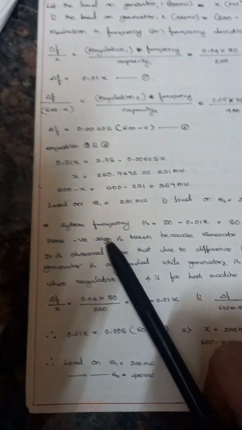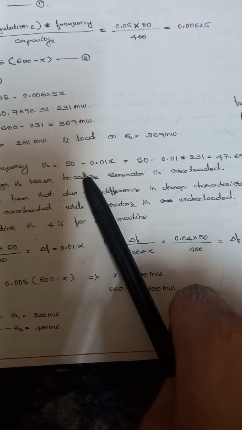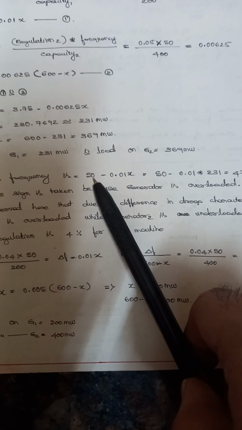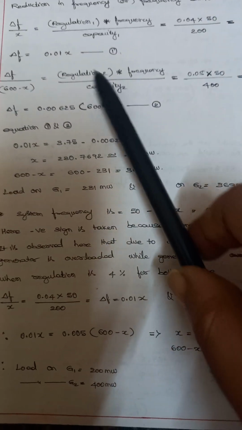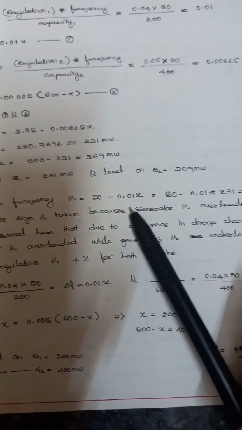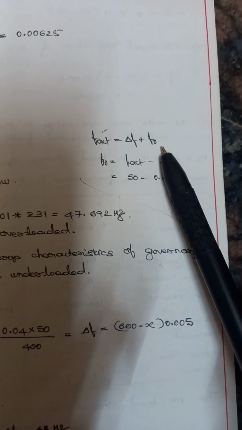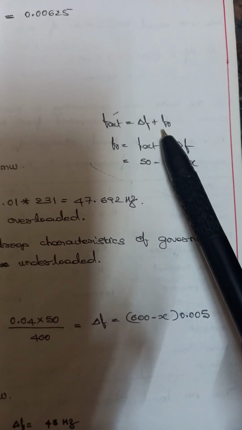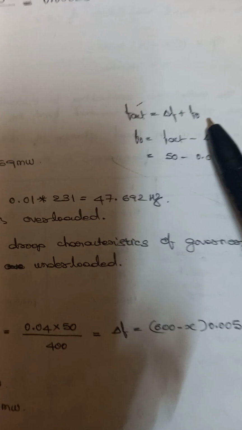Now we need to find the system frequency. The standard value is 50. System frequency is equal to standard frequency minus del f from equation 1, the change in frequency. If you have doubts, the formula is: actual frequency is equal to del f plus f naught, where actual frequency is the rate of change of frequency plus the required frequency value that we are supposed to find.